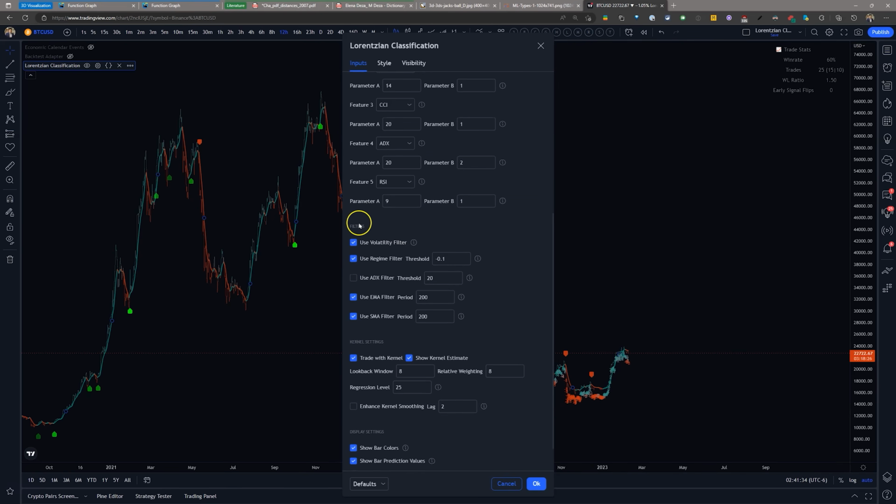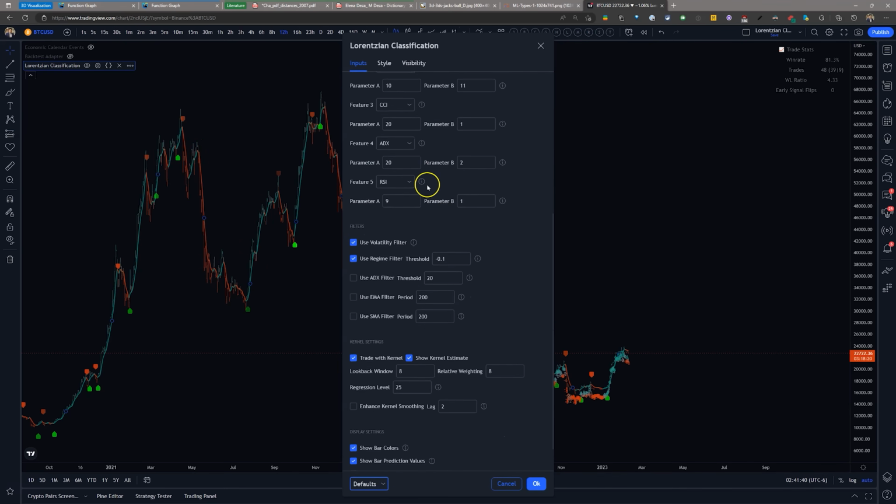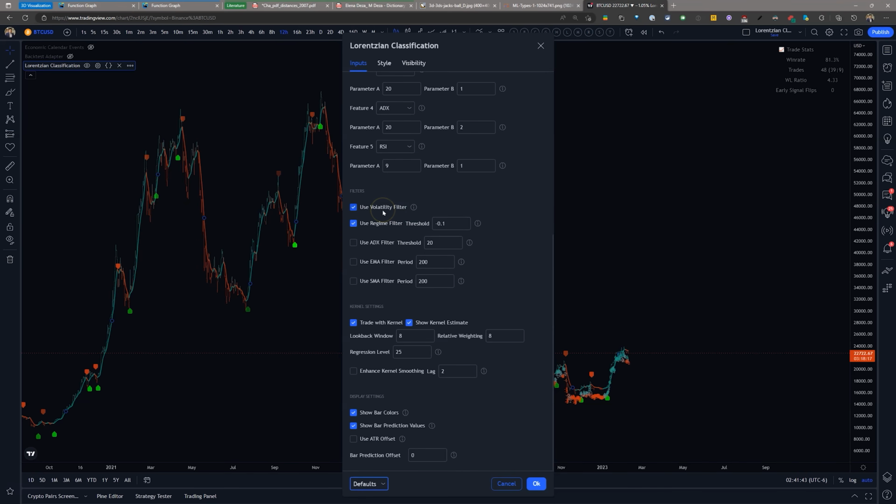The filter section, you can think of as your post-processing section. So I just reset everything back to defaults here. But as you can see, the volatility filter is usually a good one to always have. It just prevents some whipsaw from happening, especially during these choppy ranging markets.